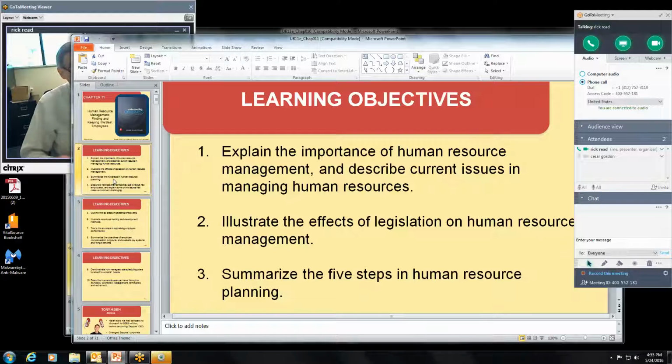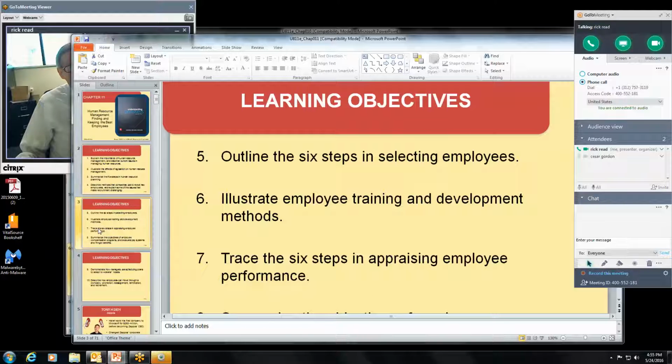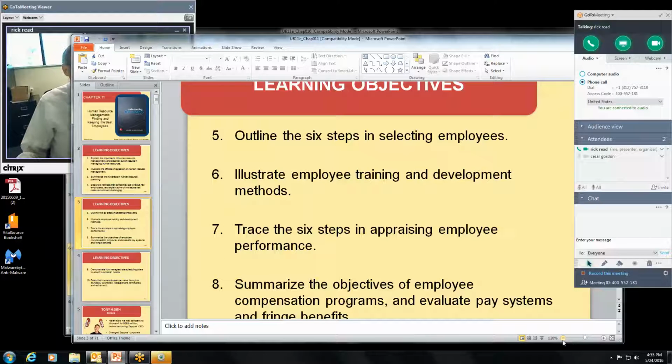Look at the 5 steps or summarize the 5 steps in human resource management planning. Outline the steps in selecting employees. Illustrate employee training and development methods. I want you to remember that training and development are different. They're not the same. We tend to use them interchangeably, and that's not correct. Look at the 6 steps in praising employee performance. And then finally, summarize the objectives of employee compensation programs. And we'll look at pay systems and fringe benefits.